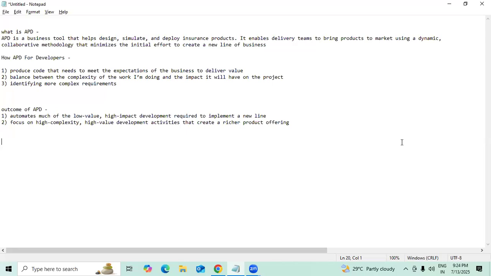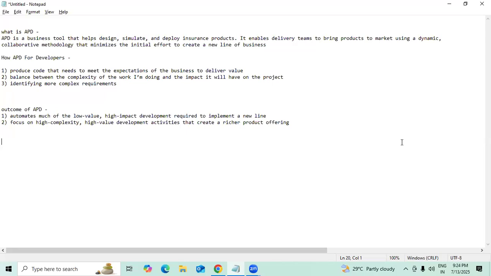So finally, using Advanced Product Designer, we can automate the low value and high impact development which is required to implement any new lines of business in the industry. At the same time, we can focus more on complex, high value development activities, so that if there is any new product offering that we can design, we can simplify it because of the collaborative methodology APD has. So we can automate the low value work, and high impact development can be done.